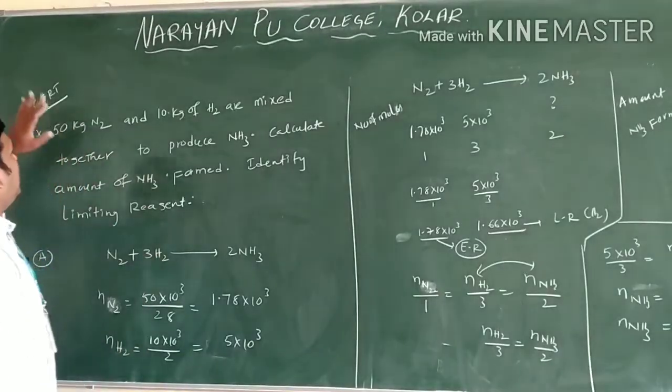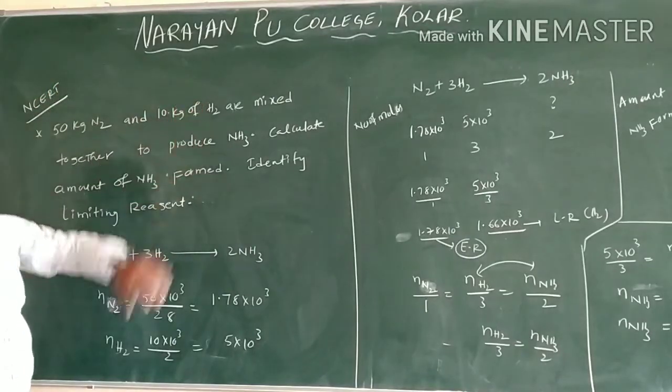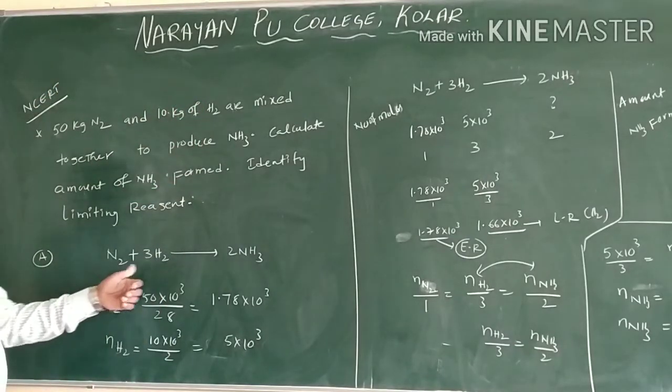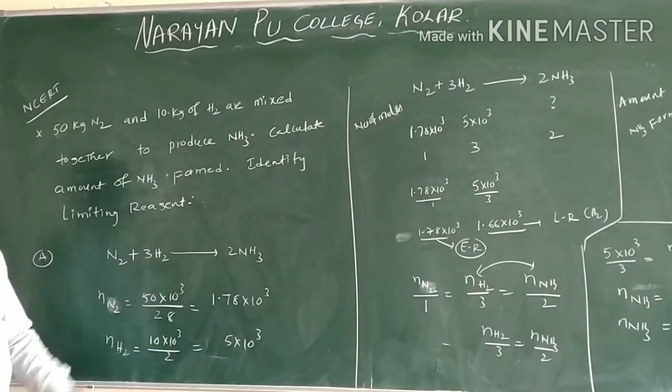See the next question, an NCERT question already solved here. 50 kg of N2 and 10 kg of H2 are mixed together to produce NH3. Calculate the amount of NH3 formed and identify the limiting reagent in the reaction. What are they combined? N2 and H2 combine to form NH3. I already wrote the balanced equation. The previous question we also discussed from the equation only.